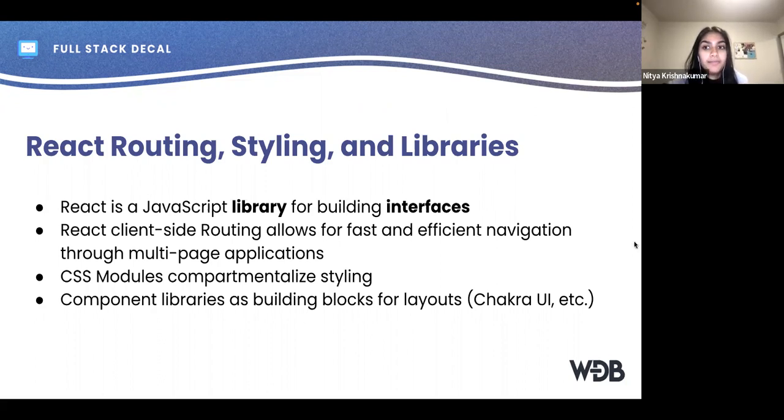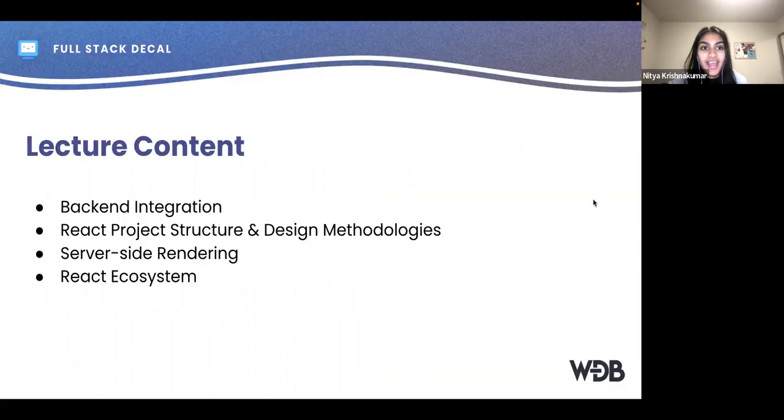So today we're going to go over backend integration, React project structure, server-side rendering, and then the React ecosystem. These are a lot of advanced topics, so I'm only going to do a high-level overview and not go too in depth, except for Axios, because that's going to be pretty important for the final project. If you've already done homework 5, then you have experience with Axios, but I'll go over that again.